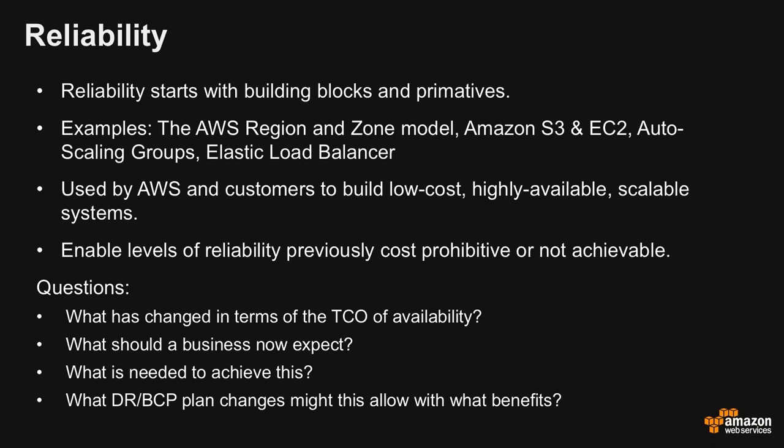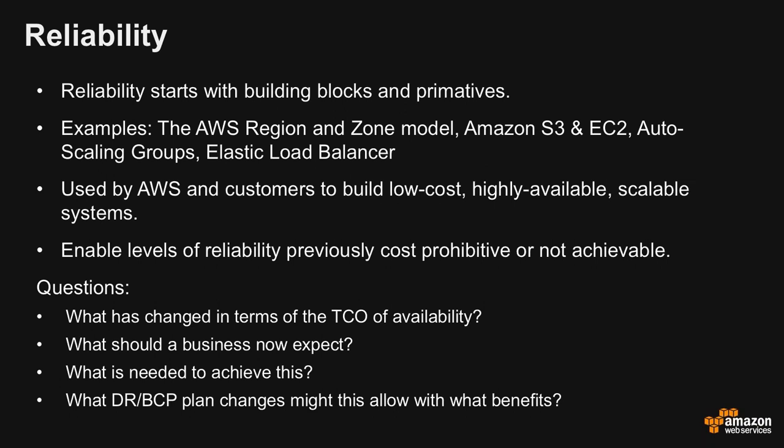For example, the AWS region and availability zone model, Amazon S3 and EC2, auto scaling groups, and elastic load balancers are all building blocks of stable, scalable, reliable infrastructure, and when used together, deliver a low-cost, highly available, scalable system. What this enables our customers to do is to achieve levels of reliability that were previously cost prohibitive and generally not achievable by many enterprises.